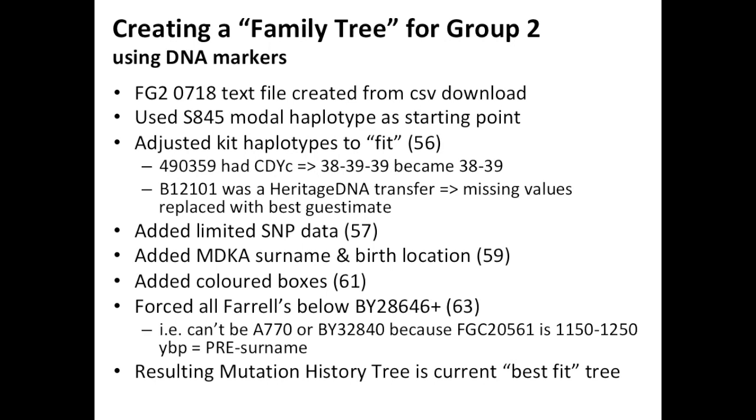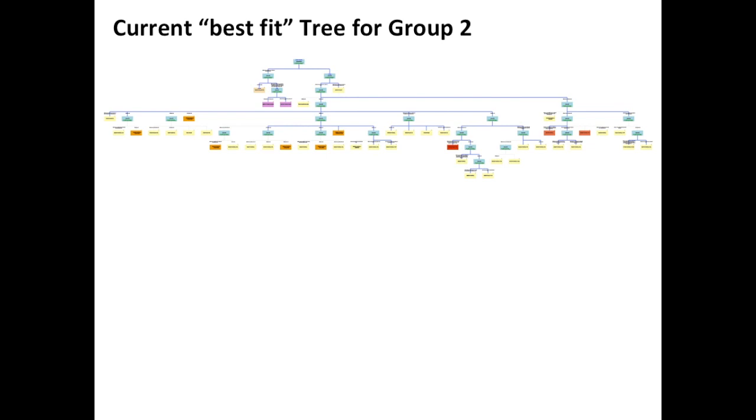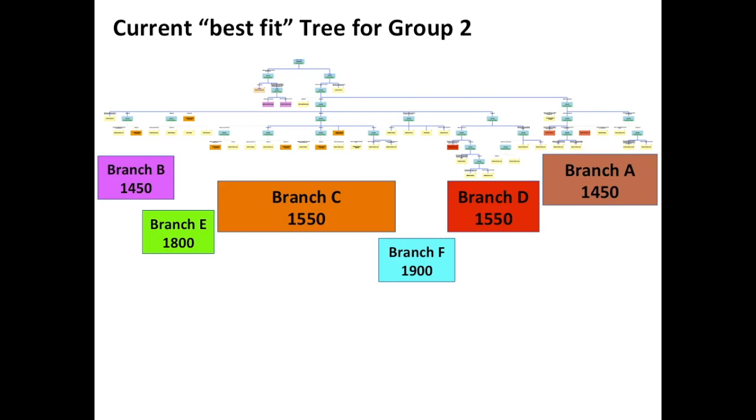limited SNP data, the MDKA surname and birth location, colouring the boxes, forcing all Farrells below BY28646, and the resulting mutation history tree is currently the best fit for the O'Farrells of Group 2, given the data we have to date. And this is what it looks like, with pretty colours added. And you can see I can hardly fit it on the screen. So what I'm going to do is take you through the various branches.